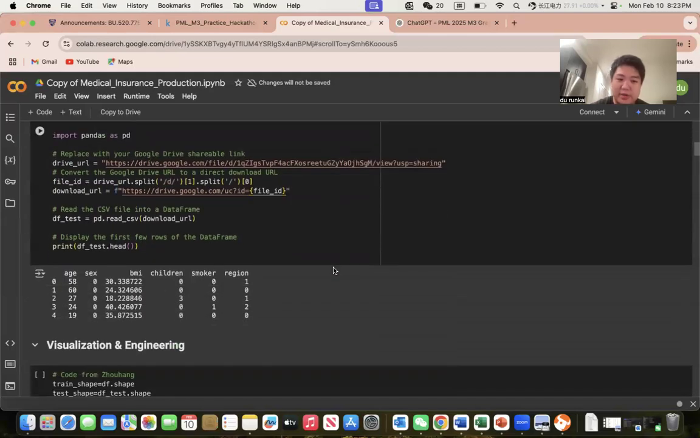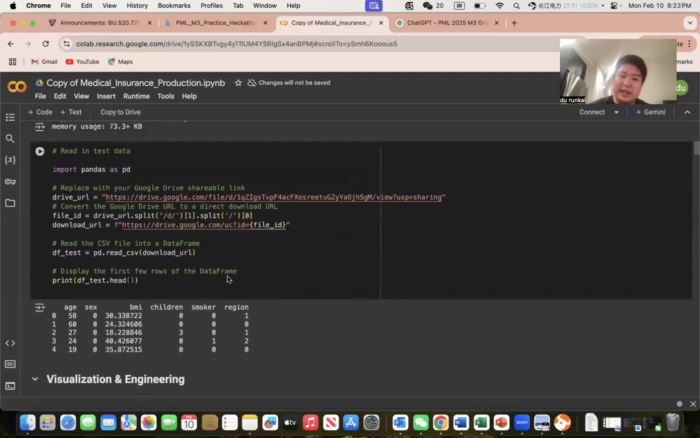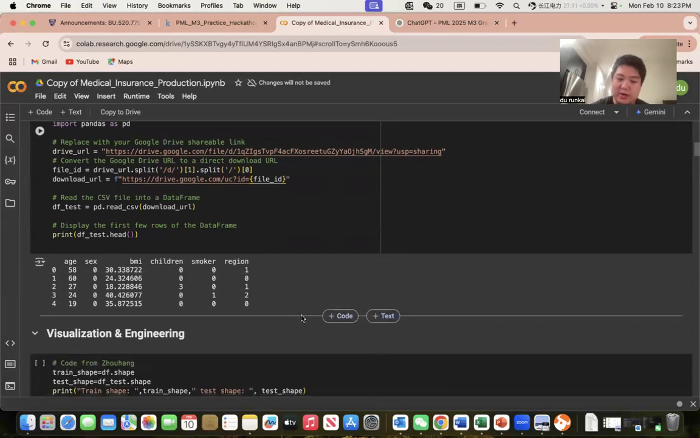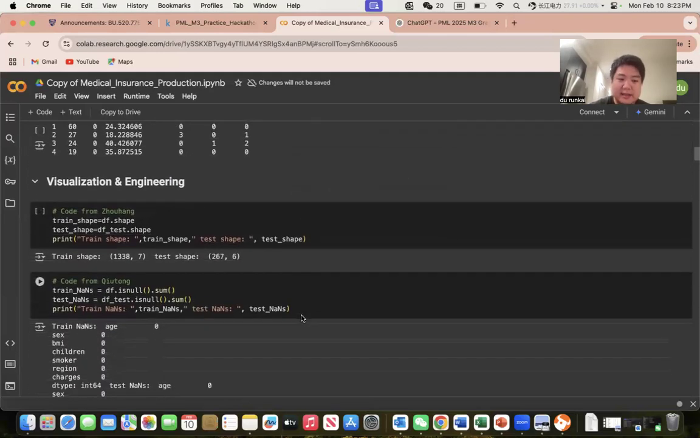After that, we import the data set, which is already encoded. We encoded sex, region, and smoker, yes or no, to 0 and 1. And this is the train shape and test shape. The reason why we do the train and test split is so that we can compare the results to prove our learning model does not overfit.